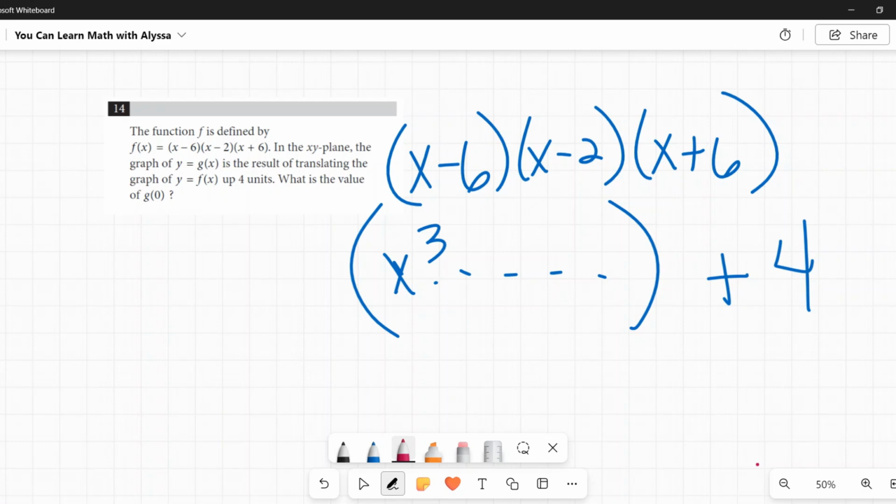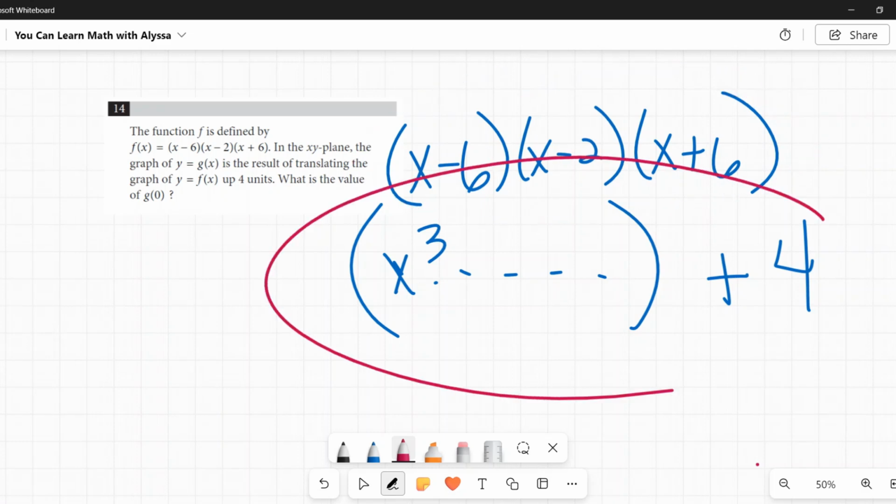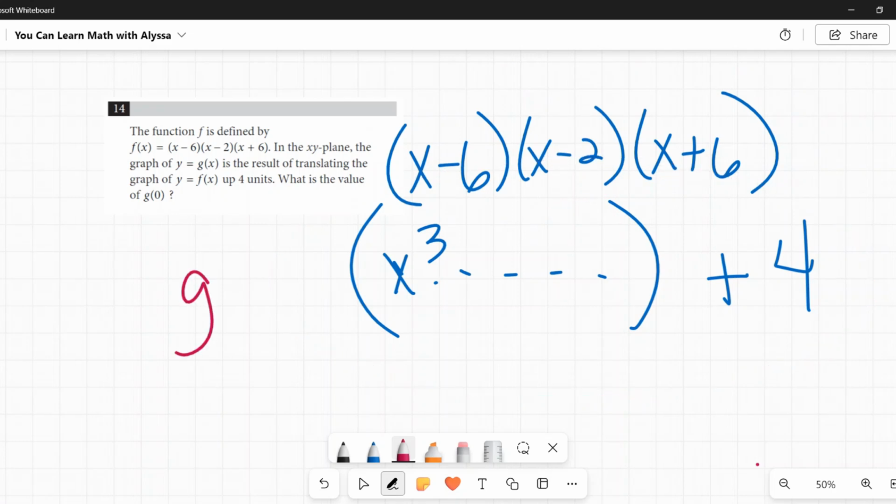So in the xy-plane, the graph of y equals g of x is the result of translating the graph of y equals f of x, which is this, up 4 units. So this down here is my quick representation of g of x, and this up here is f of x.